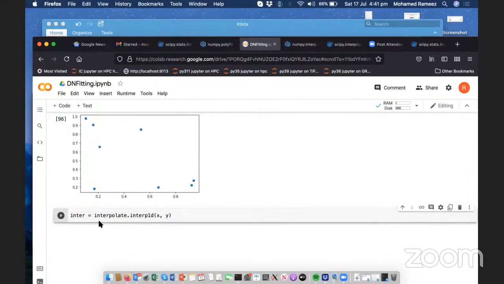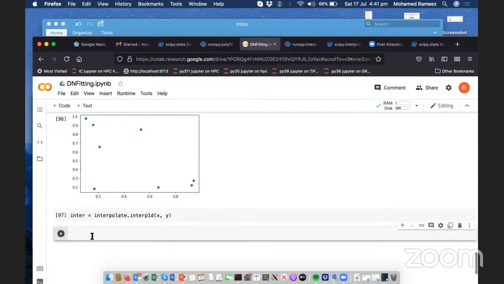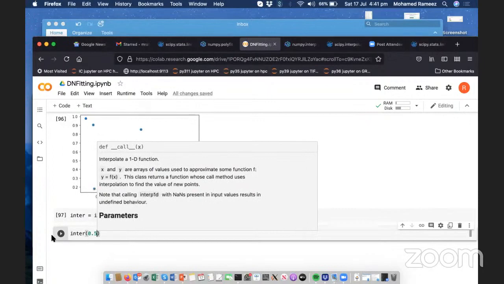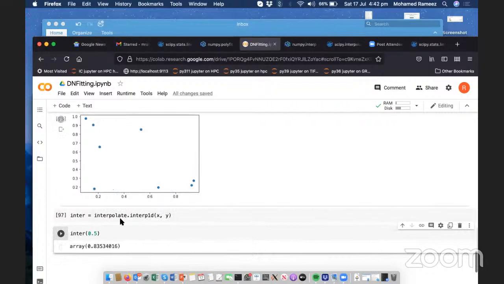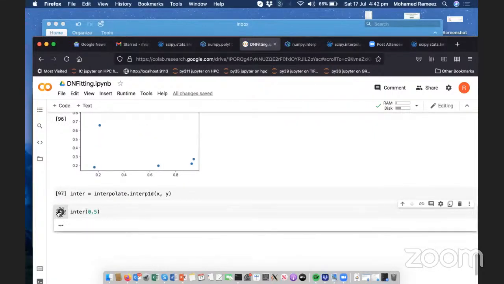Now, the thing to understand is that inter is a function. If I evaluate inter at 0.5, let us understand what it is. It will give me a value of 0.8. What this is telling me is that this interpolating function has a value of around 0.8 at an x coordinate of 0.5.